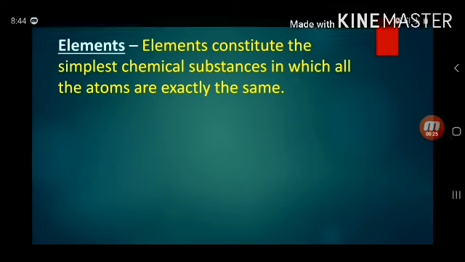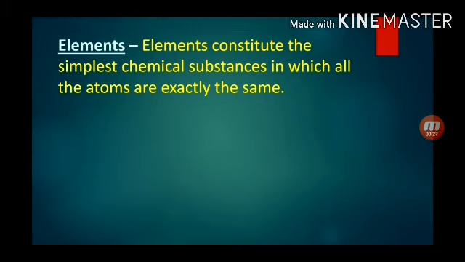What is an element? An element constitutes the simplest chemical substance in which all the atoms are exactly the same. Yes, my dear students, in simple language, lots of the same atoms are there in one element. Suppose I take the element hydrogen, it contains only atoms of hydrogen. There should not be any atom of any other element.